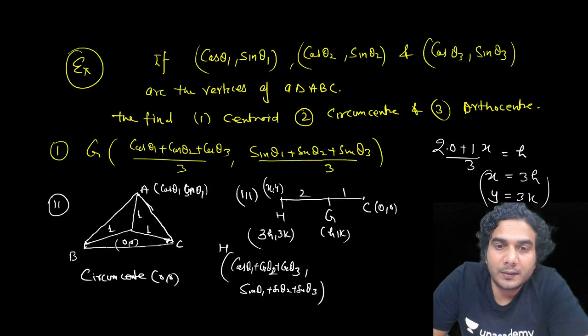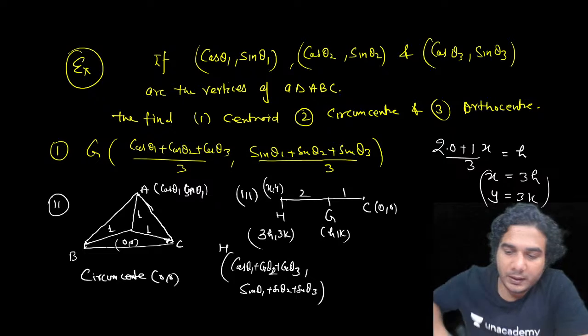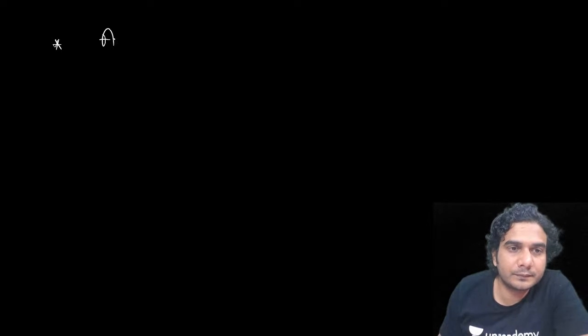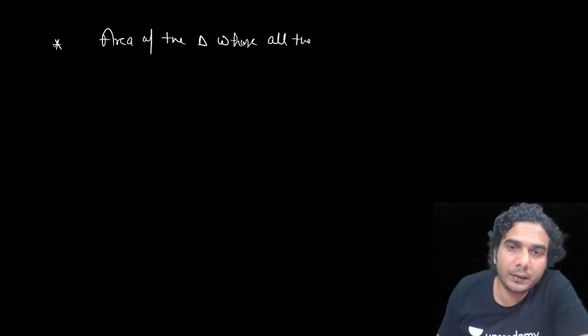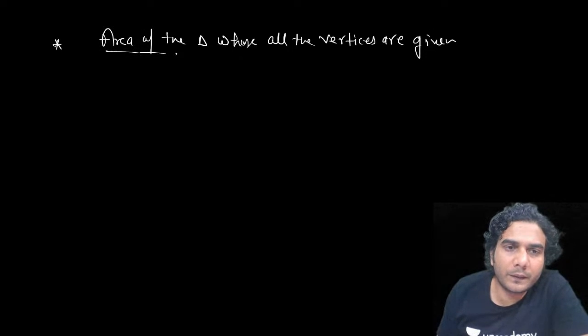I hope you would remember this point. Now let me tell you the formula for the area of the triangle. After that we'll start locus from next session. So the area of the triangle whose all 3 vertices are given. See, there are many formulae for the area of the triangle.